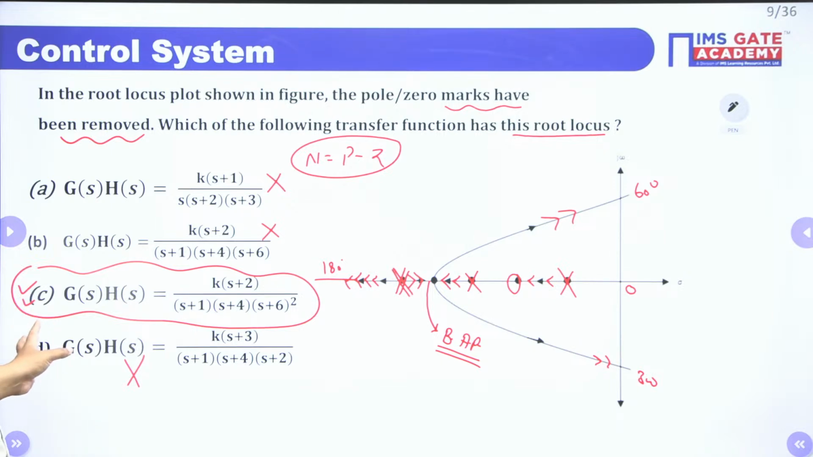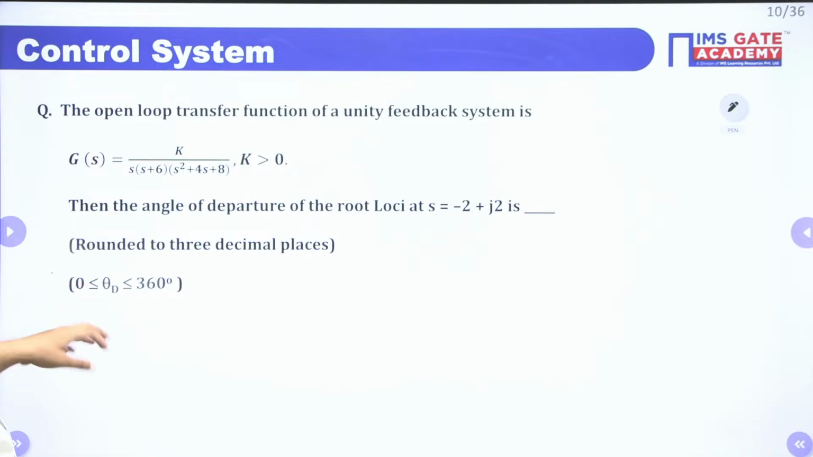The correct answer for this question is option C, for Chennai, guys. CSK. CSK is the correct answer for this. Yes. Now this is a good question.